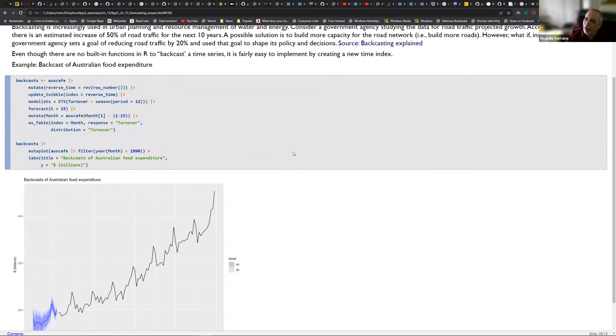The author said that R doesn't have built-in functions to do this, but with some hacks we can do it. One thing you should be aware of is that there is a reverse function within R, or within one of the packages. I have not researched this, but there's a rev that reverses the row numbers. In other words, instead of going from 1 to 100, it's going to go 100, 99, 98, and that's what we need.